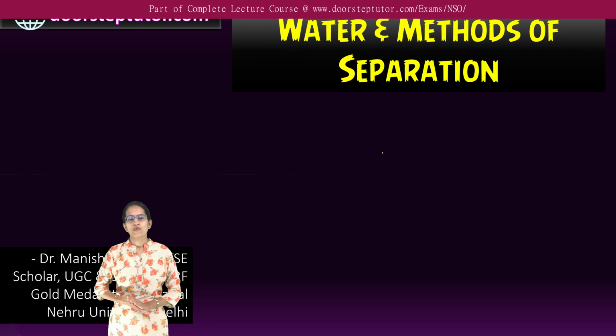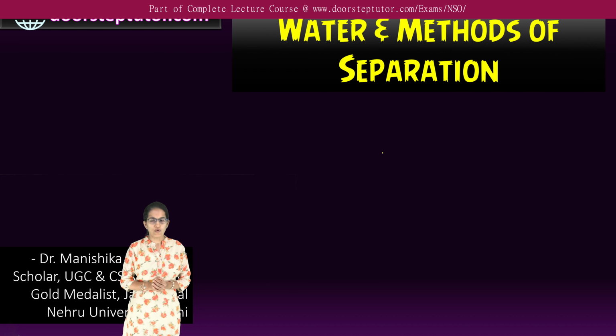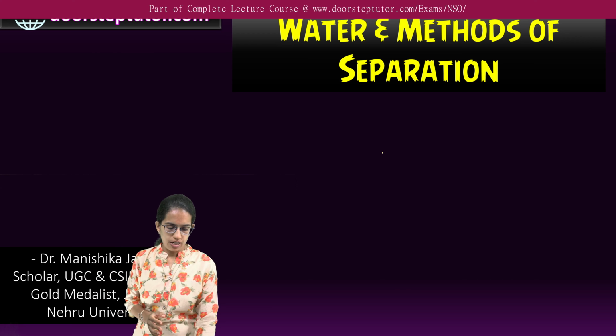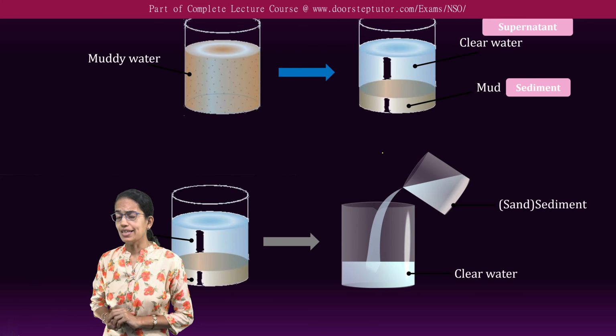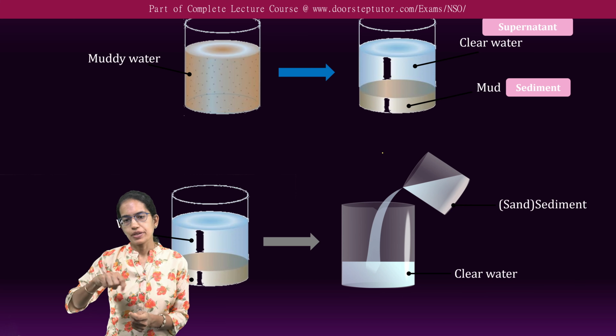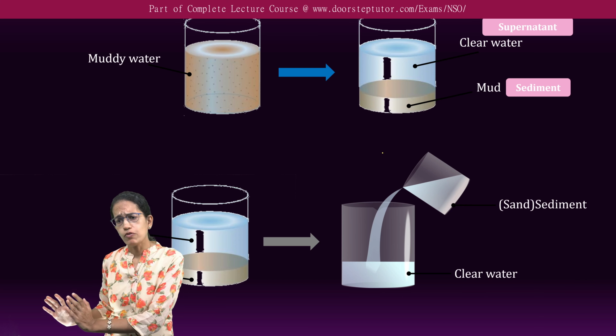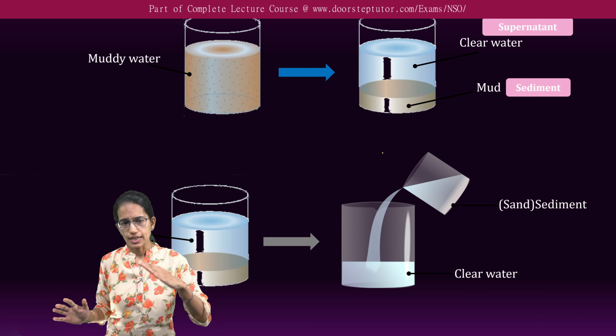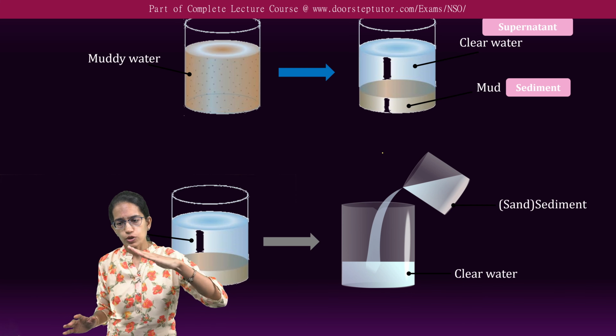Welcome. Let's talk about water and methods of separation of water. So here we start with a very simple process, and that is removal of the dirt. So let's say your water is mixed with sand. Keep the water for a while and you would see that the sand or the mud would settle down.